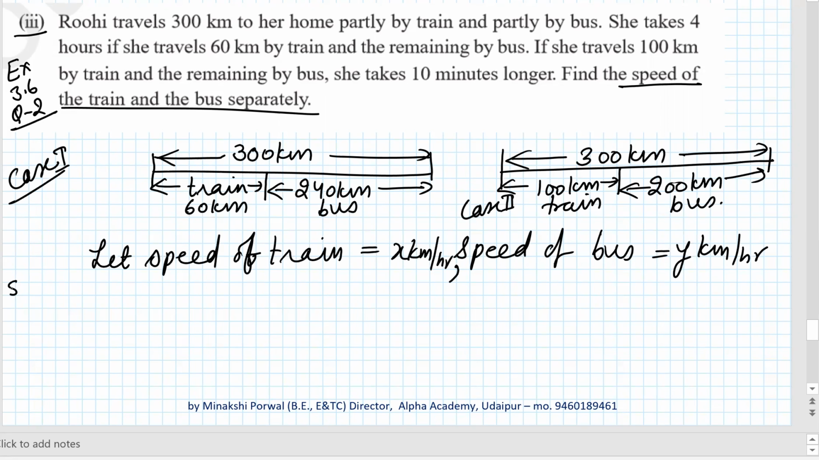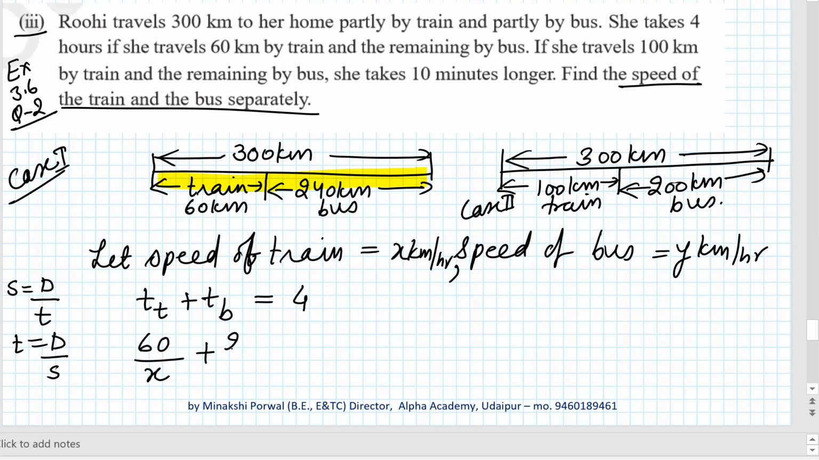We know formula speed equals distance upon time, or time equals distance upon speed. We know total time for traveling this 300 kilometers is 4 hours. So time taken by train plus time taken by bus is 4 hours according to first case. Time taken by train will be distance traveled by train upon speed of train, that is 60 upon x. Time taken by bus is 240 upon y, equals to 4. Let this be equation 1.